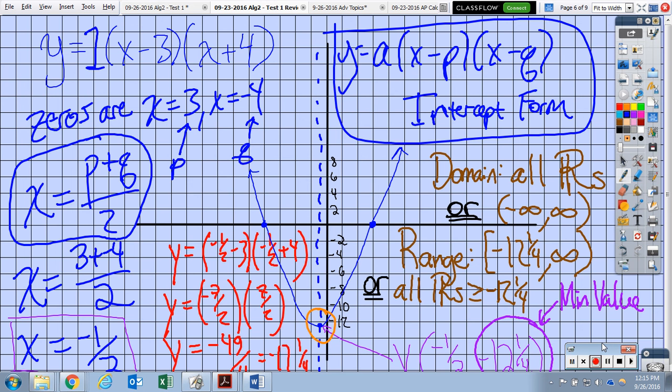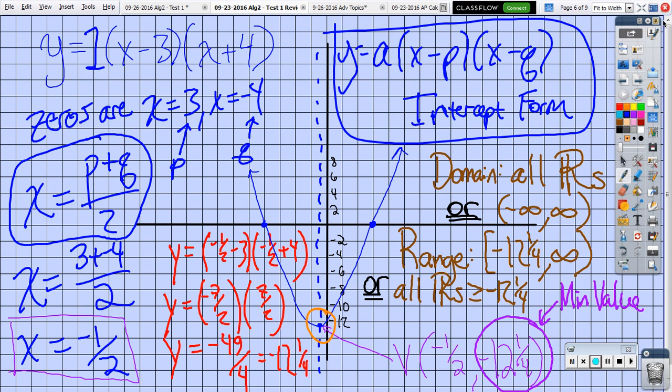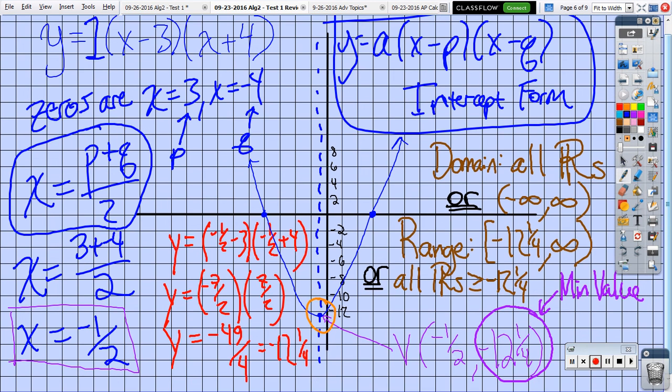But they all have similarities because they're parabolas. They all have the idea of, okay, it's going to have a min or a max, depending on if it's opening down or opening up. If it opens up, the value of the vertex is the minimum value. If it opens down, then the value of the vertex is the maximum value. So the minimum value of this function is negative 12 1/4.